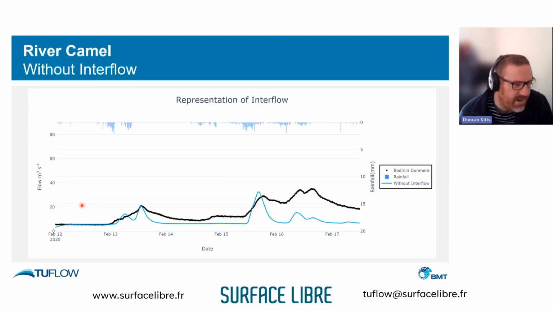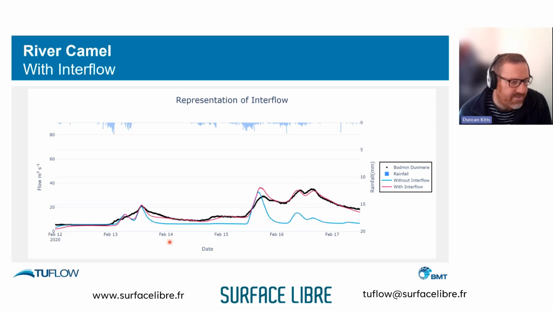This was a 5-day simulation. The black dots are the observed flow. This is the best match I could get using conventional direct rainfall. So we're picking up this first peak. We're picking up pretty well the first peak of the second event, but we're really not getting the volume here.